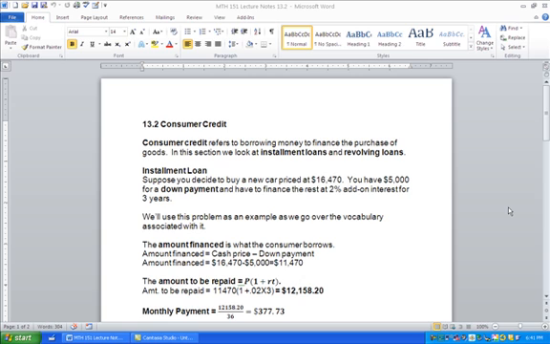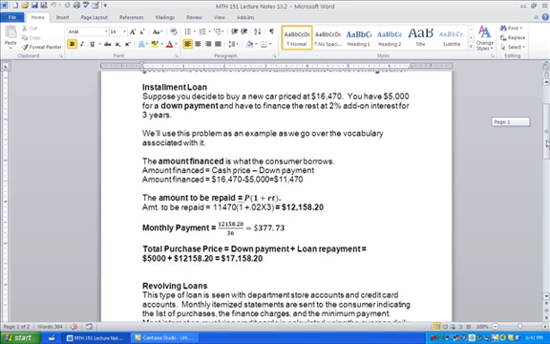Suppose you decide to buy a new car that is priced at $16,470. You have $5,000 for a down payment and have to finance the rest at 2% add-on interest for 3 years. We'll use this problem as an example as we go over the vocabulary associated with it, and we'll be actually using this problem in several different ways.